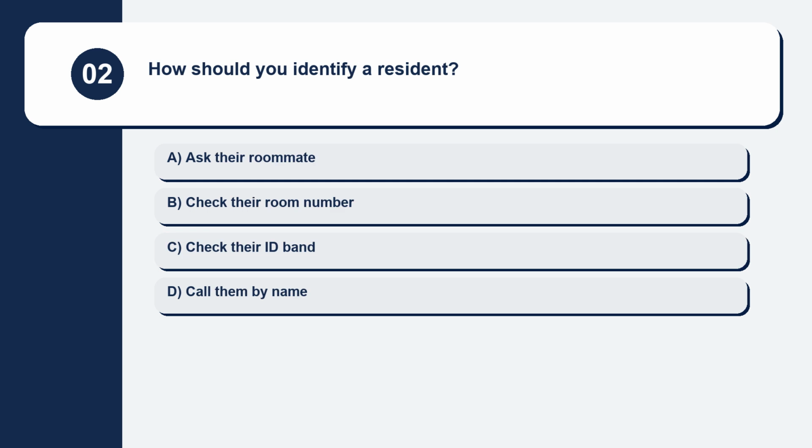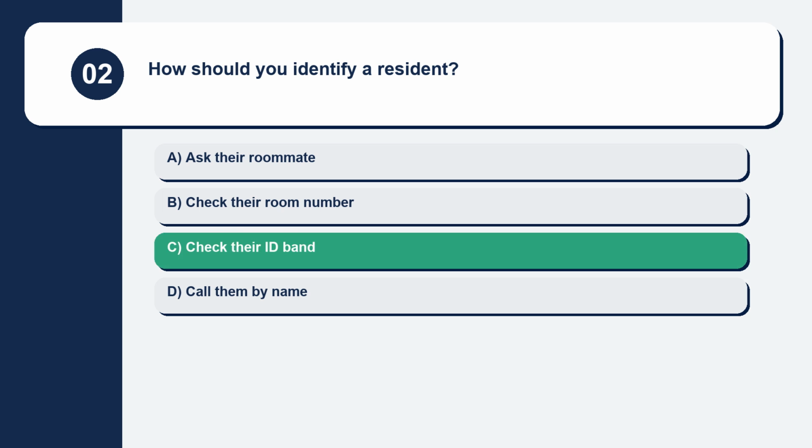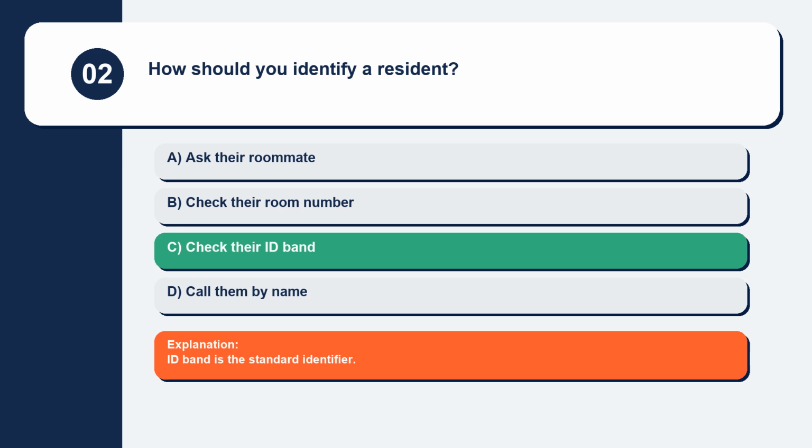Question 2. How should you identify a resident? Ask their roommate, check their room number, check their ID band, call them by name. ID band is the standard identifier.